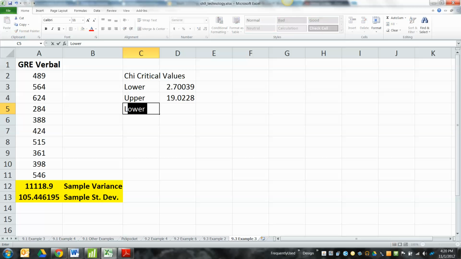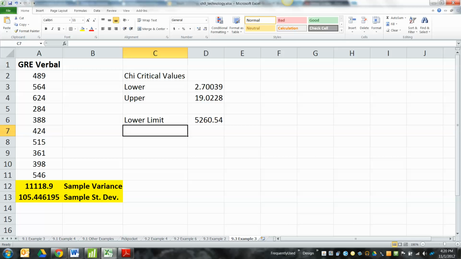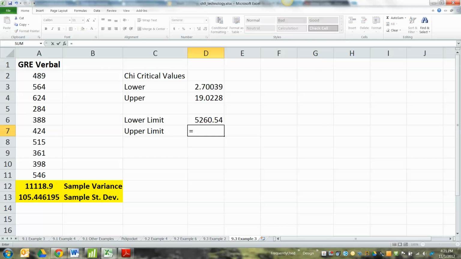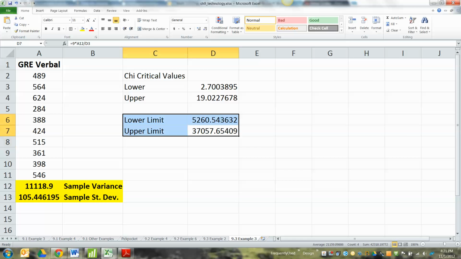And then to find the lower limit, it's equal to 9 times the sample variance, divided by this value right here, 19.023. You flip them. So whichever one was the upper chi-square critical value, that's the one that you divide by first. And then the upper one is the same deal. It's 9 times 1118 divided by the 2.7. There you go. There's both values with Excel.